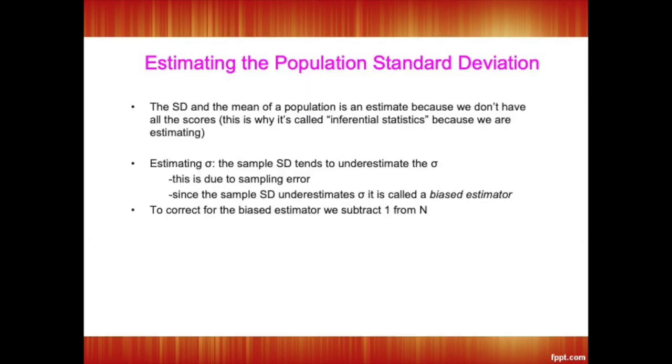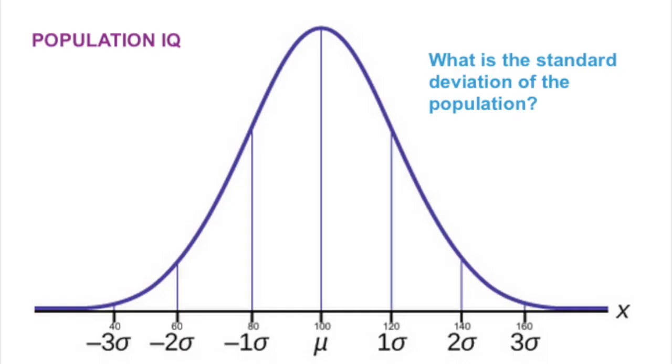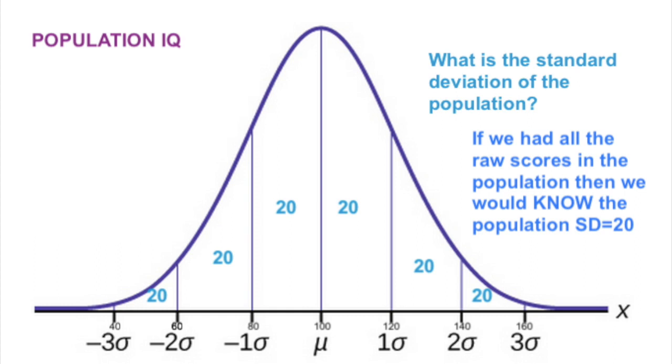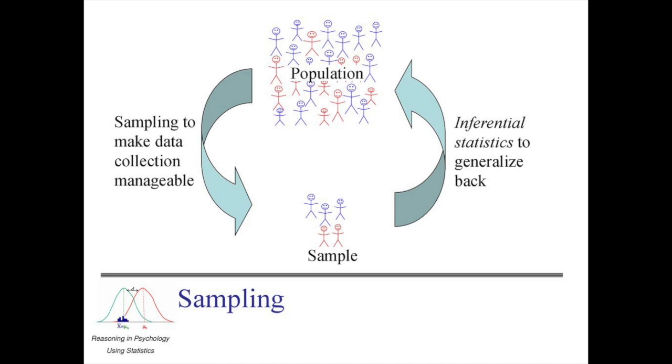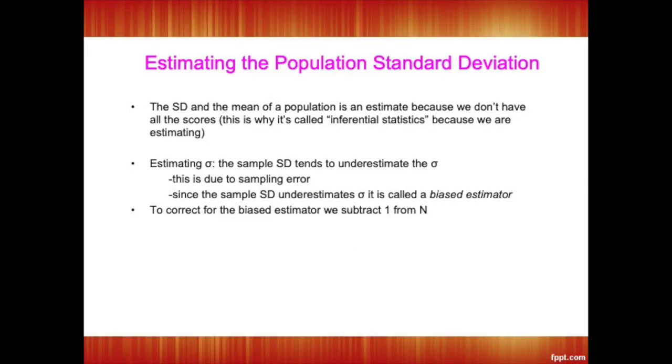Okay, so the first parameter estimate that we're going to talk about, again, it's an estimate because we can never measure an entire population, is the population standard deviation. So the standard deviation and the mean of a population, of course, is an estimate because we don't have all the scores in a population. This is why this category of statistics is called inferential statistics, because we are estimating. We're taking what we know from a sample and we are inferring that those results would also be found in a population. And so that's where we get the term inferential.